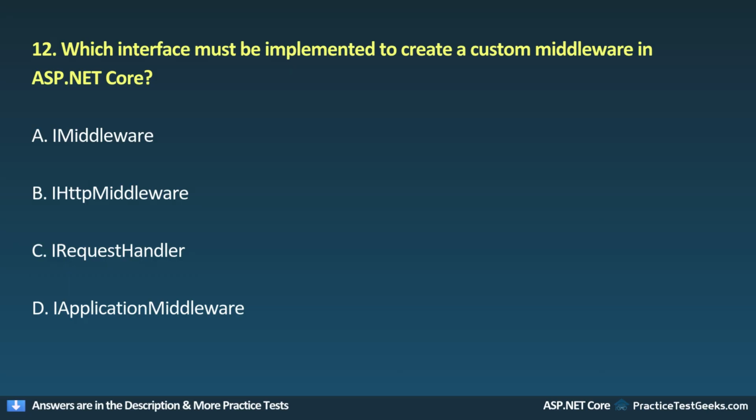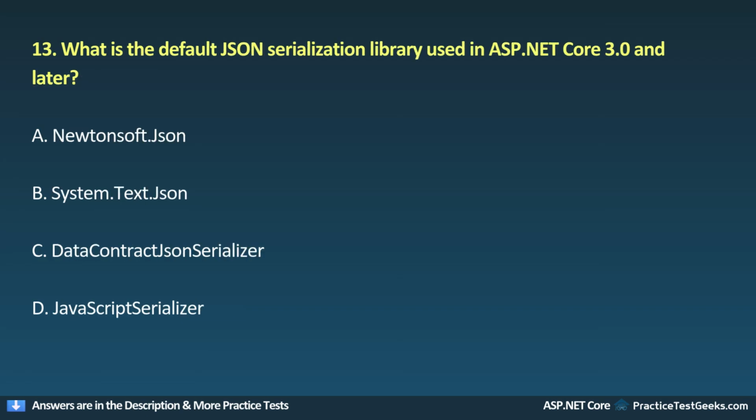12. Which interface must be implemented to create a custom middleware in ASP.NET Core? A. IMiddleware. B. IHttpMiddleware. C. IRequestHandler. D. IApplicationMiddleware.